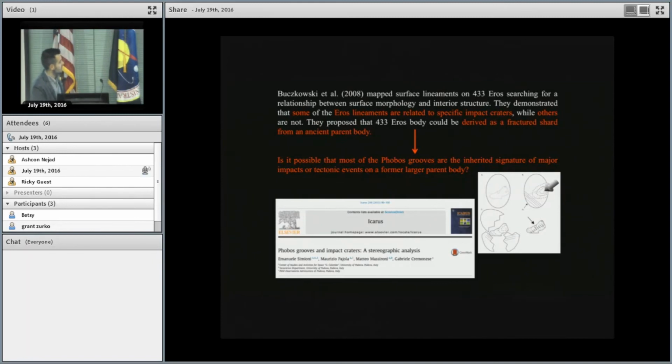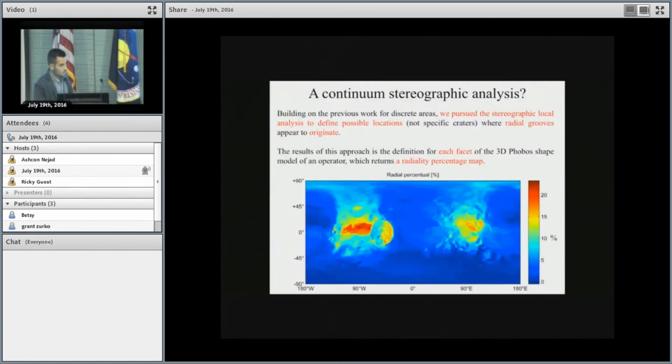So the first thing that we were suggesting in 2015 was, is it possible that Phobos grooves are also the result of this kind of process? This was just a first step that we were doing. But what about if we do a stereographic continuum analysis? What I was showing you is the analysis of specific craters on the surface, so let's call it a discrete analysis. What about a continuum one?